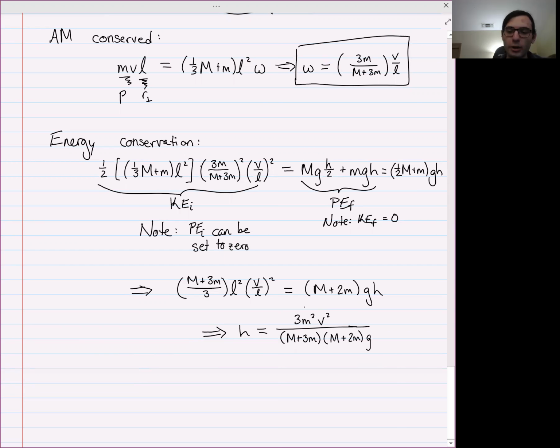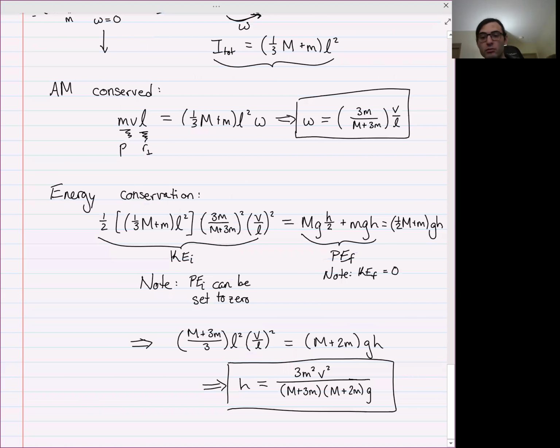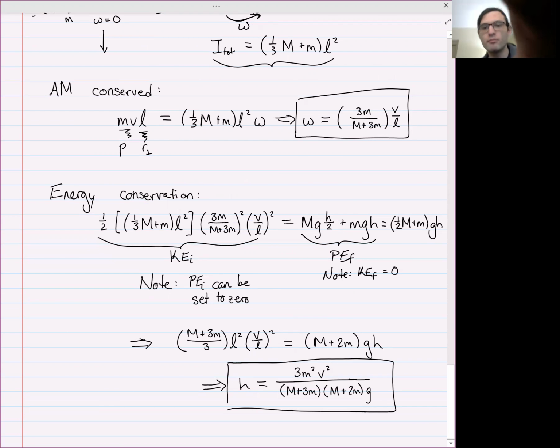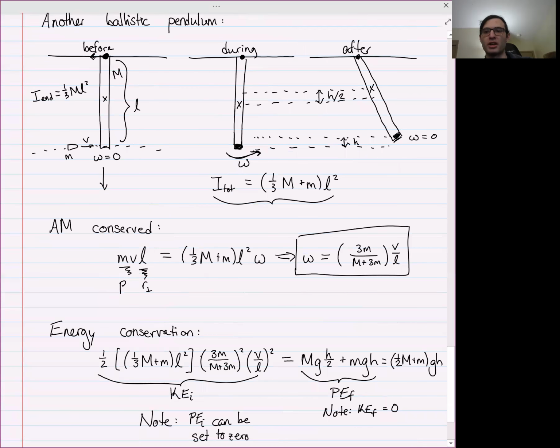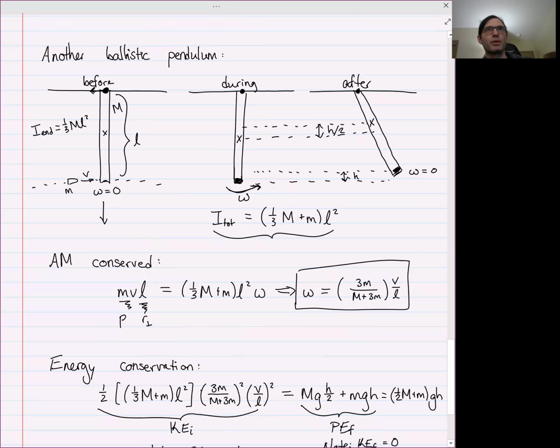So it's a lot of work, but we end up with an answer just by using angular momentum conservation and energy conservation. If we knew the initial speed of the bullet and the various masses, we could calculate explicitly how high it goes, how high the bullet swings up. I know this exercise is complicated and tricky and it'll take practice, and I believe I have a problem similar to this on the homework, so keep that in mind.